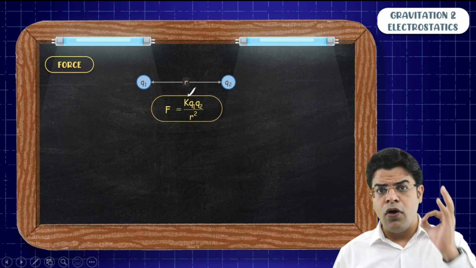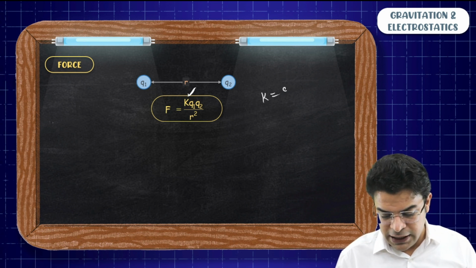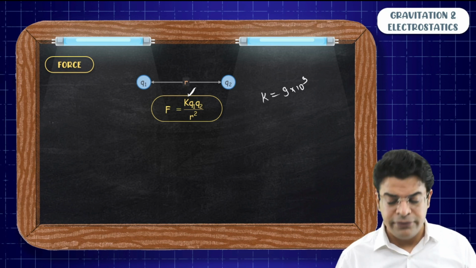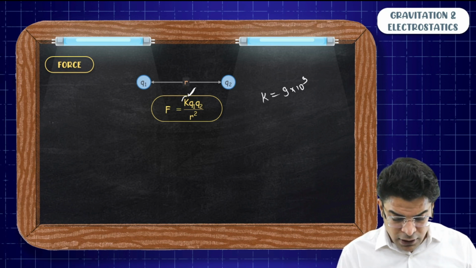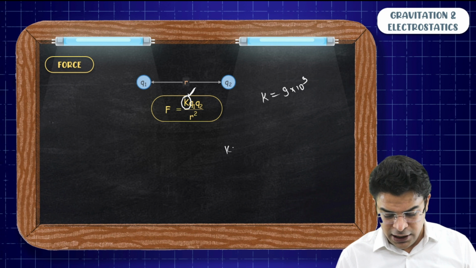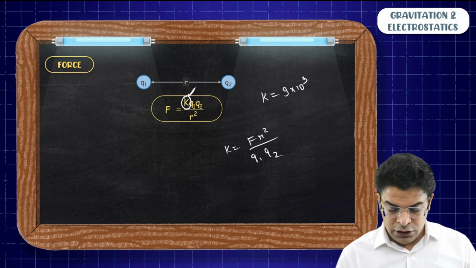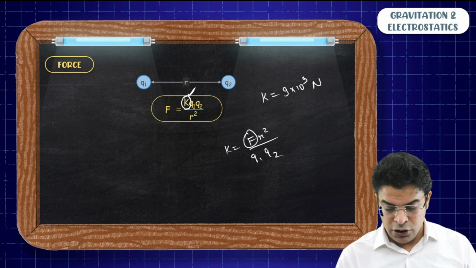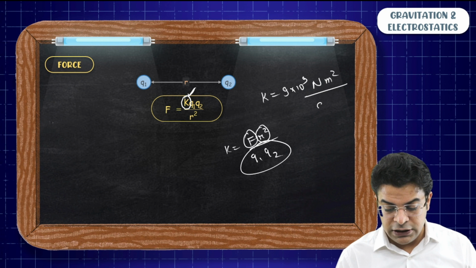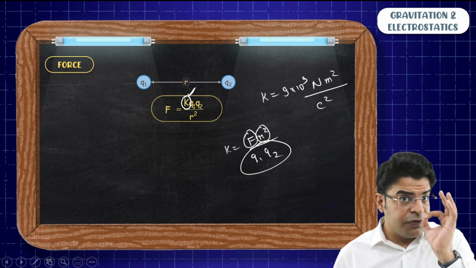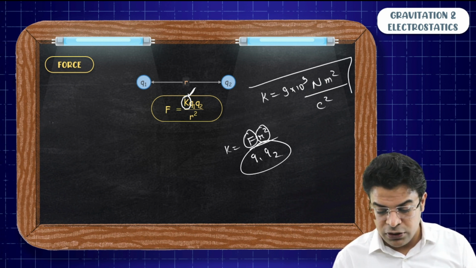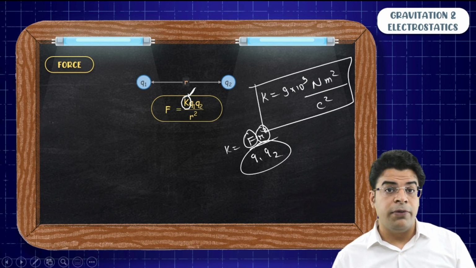The value of Coulomb's constant for vacuum is given by 9 into 10 raised to the power of 9. Now you can write the unit thinking that k equals F into r square by q1 q2. Yes sir. The unit of force is Newton. The unit of length square is meter square. The unit of charge square is Coulomb square. So you get the value of k for vacuum to be 9 into 10 to the power of 9 Newton meter square per Coulomb square.